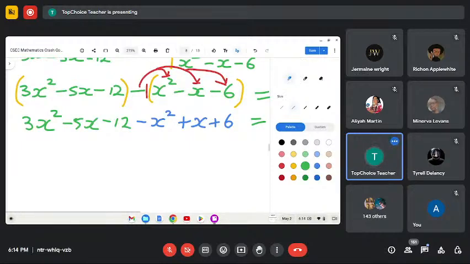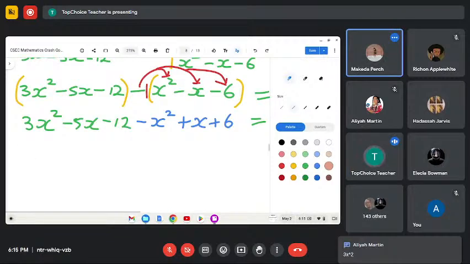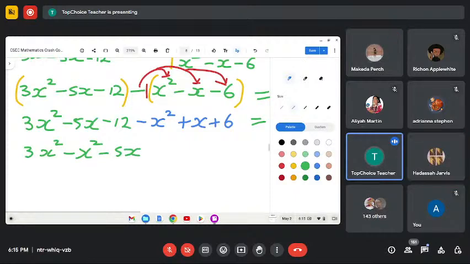Call out the two x squared terms you are seeing here. 3x squared and x squared. Very good. So we have 3x squared minus x squared. I'm grouping them for now. What are the x terms we are seeing right now? Pull out the sign in front of them. Minus 5x plus x. Very good.